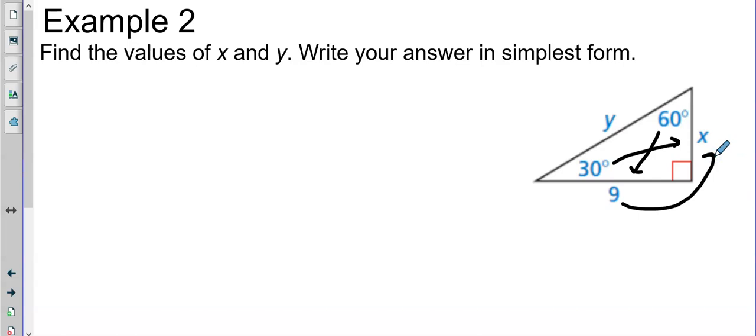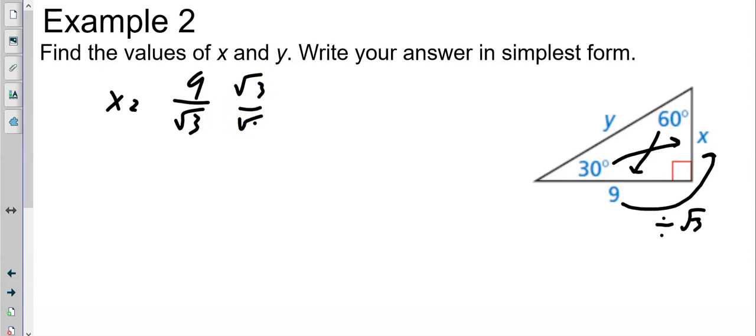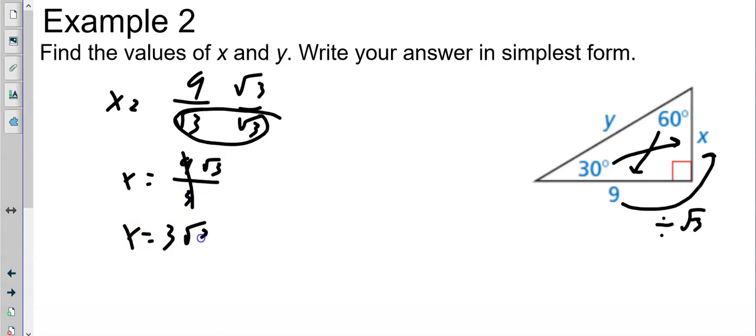Now remember, if we're going from the medium side to the small side, we're dividing. And what's the magic number? Radical 3. So x is equal to 9 divided by radical 3. We can't have a radical on the bottom, so we do this. We rationalize. x is equal to 9 radical 3 divided by simply 3. And that's going to simplify to 3 radical 3. That is my smallest side.